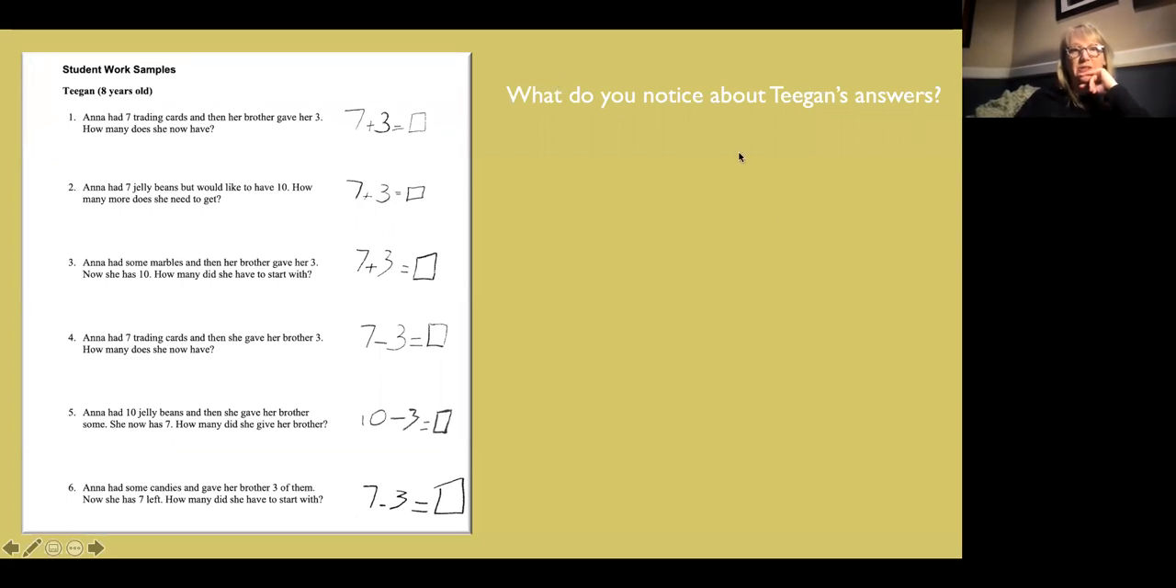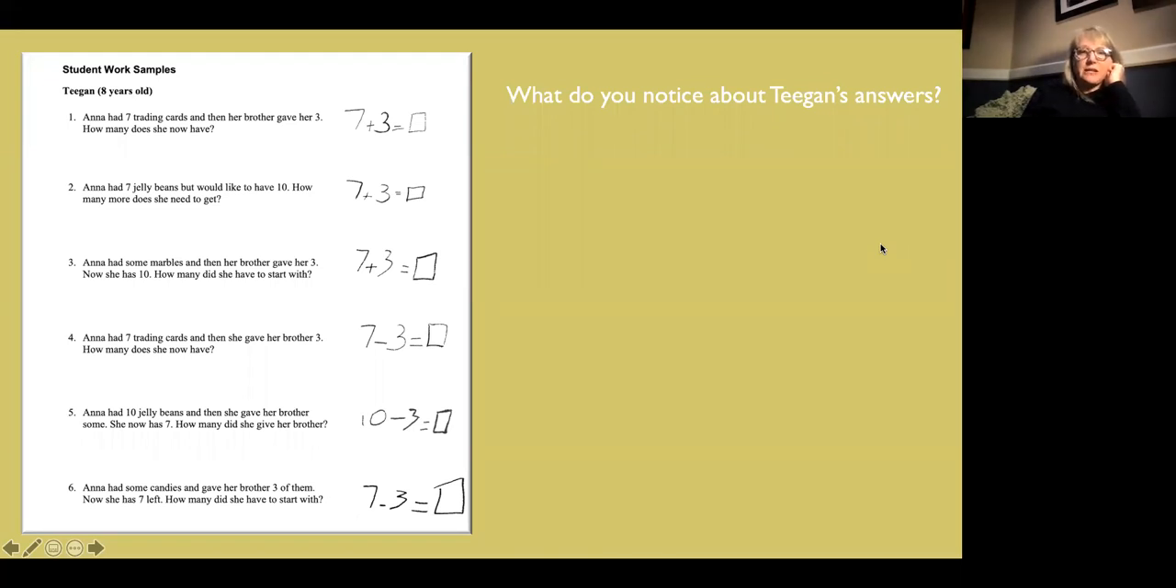Okay, so here's some samples of Tegan's work, and this is from First Steps, and they asked her to write an equation that they would put into a calculator. And what that does is that forces a student to think of the inverse every time, because they can't put a start unknown into a calculator. So once again, calculators in the hands of our early learners can really work wonders with them.